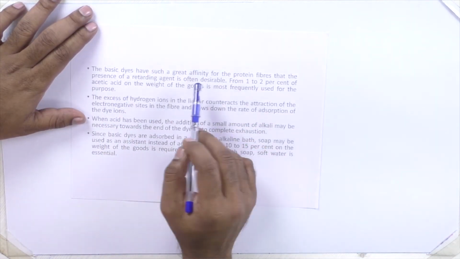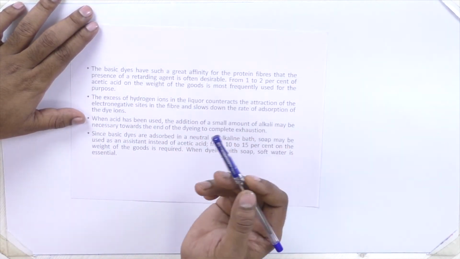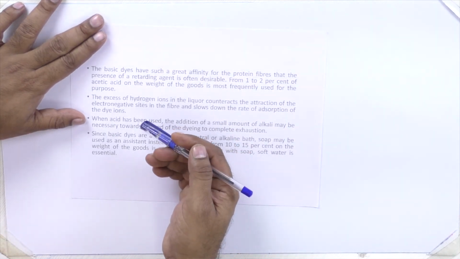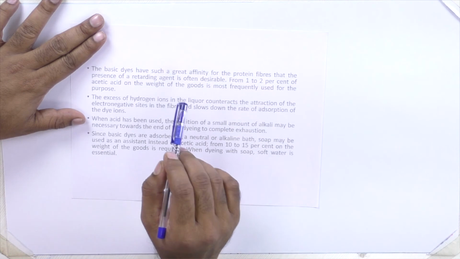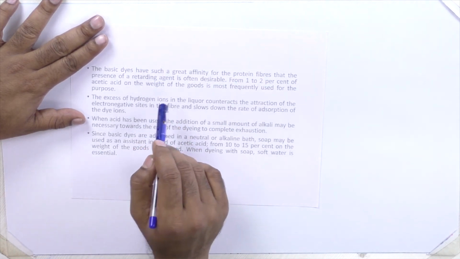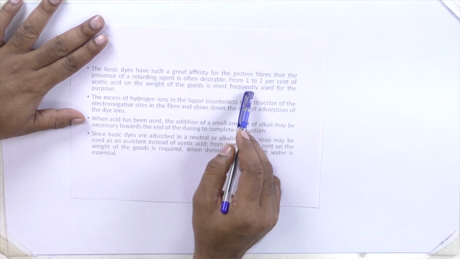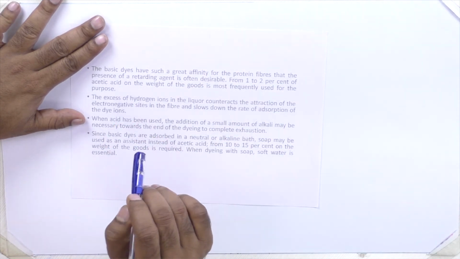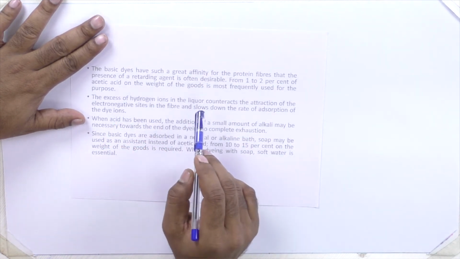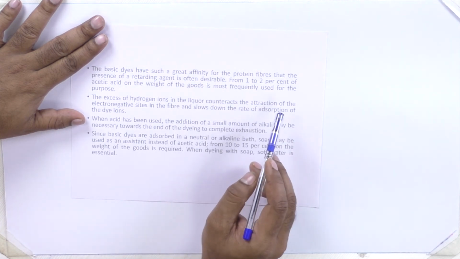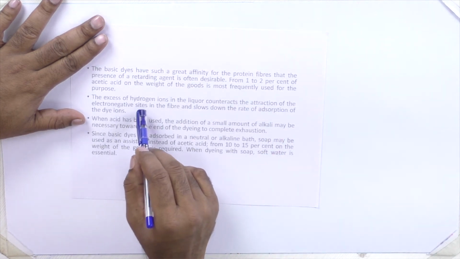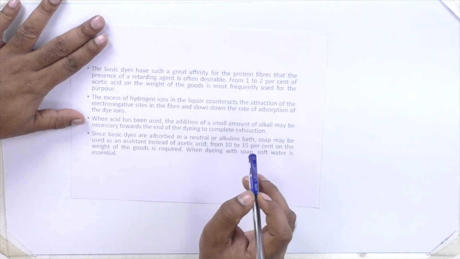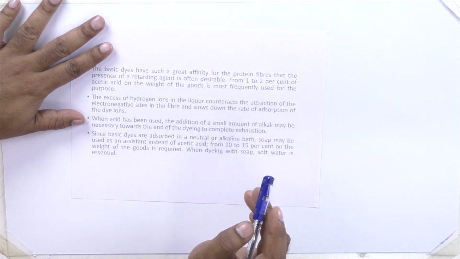Basic dyes have great affinity towards protein fibers like wool, silk and polyacrylonitrile. So a retarding agent is necessary to dye the protein fibers. One to 2% of acetic acid is used as a retarding agent. The excess of hydrogen ions in the liquor concentrates the attraction of the electronegative sites in the fiber, and that slows down the rate of absorption of the dye ions.